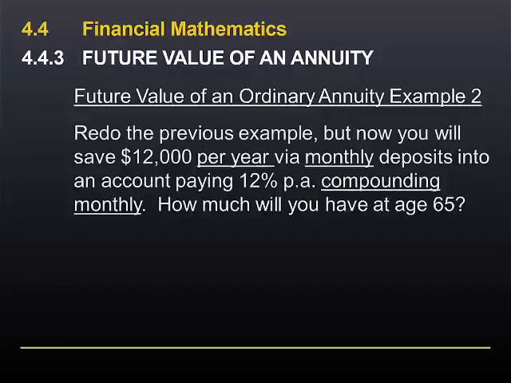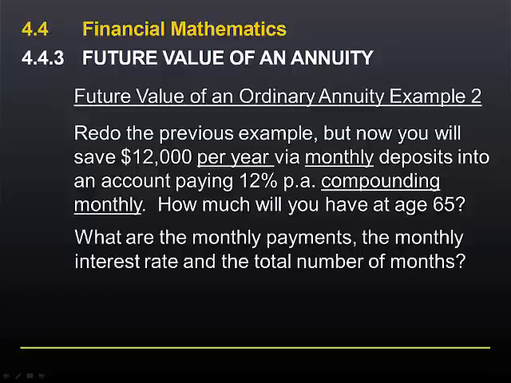We will redo the previous example, but instead of making a single $12,000 deposit at the end of each year, we will make monthly deposits totaling $12,000 per year. And we'll put them into an account paying 12% per annum, compounding monthly. And then we need to recalculate how much we will have at age 65. Before we can use the future value of an annuity formula, we need to calculate the C, the R, and the N that are applicable in this case. And we need to make adjustments because of monthly deposits and monthly compounding.